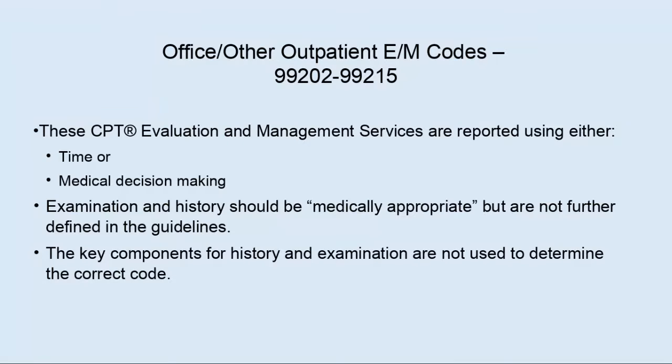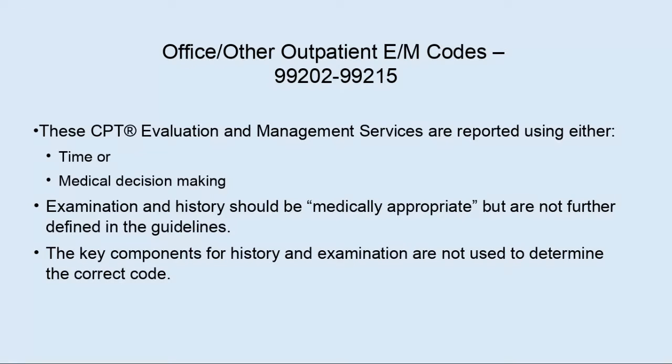These are codes that are discussed in this video. The first set of codes listed in the Evaluation and Management section of your CPT book. We're talking about 99202 to 99215. Now, there are other outpatient services. An emergency room service, for example, is considered an outpatient service. An observation service is considered an outpatient service. Those have their own set of codes.